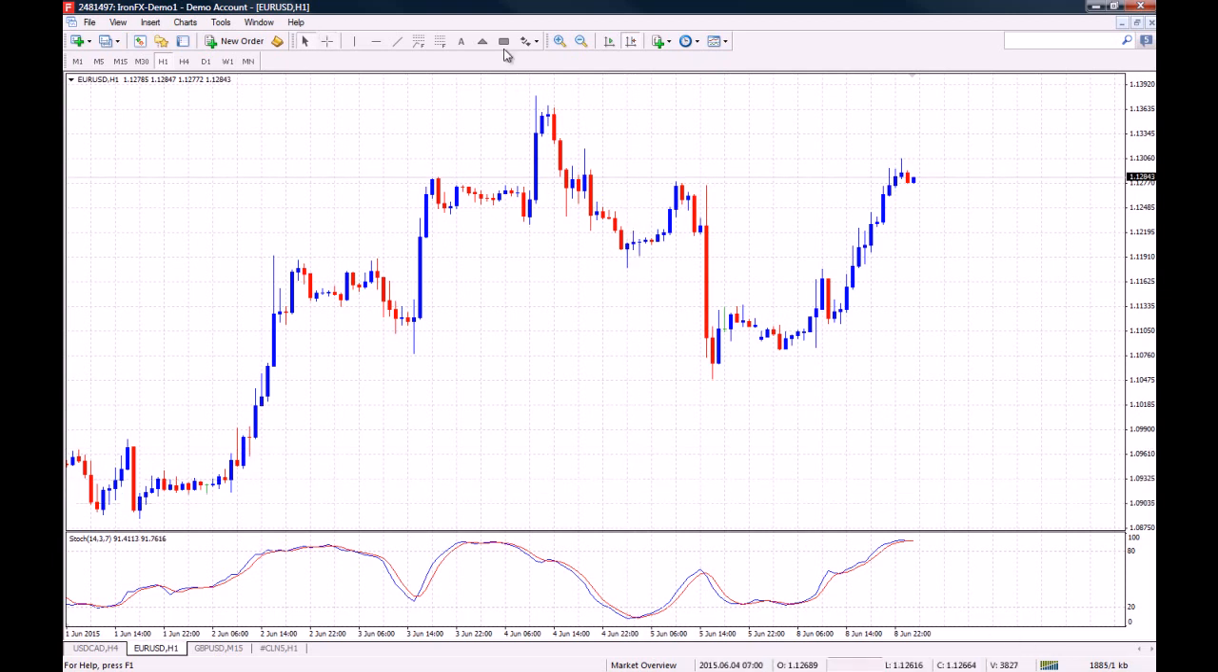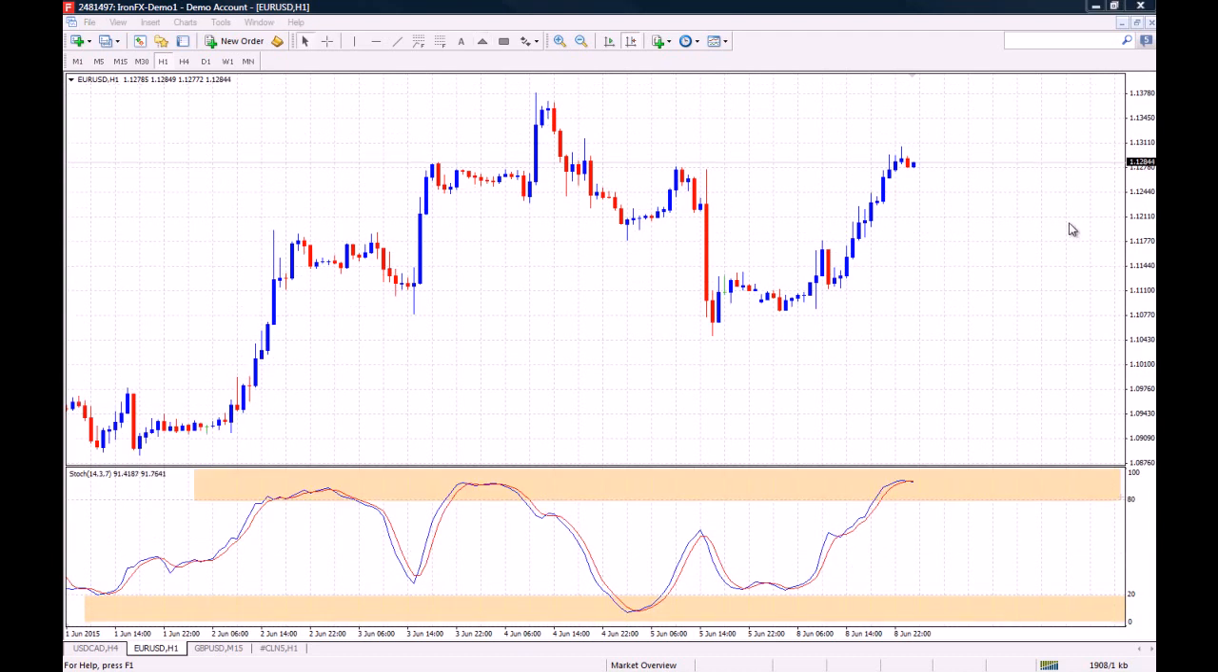The stochastic oscillator has an oversold territory below 20, and it has an overbought territory above 80, okay? Now, these are the areas that you are going to be looking at when you are going to try to trade with the stochastic oscillator.